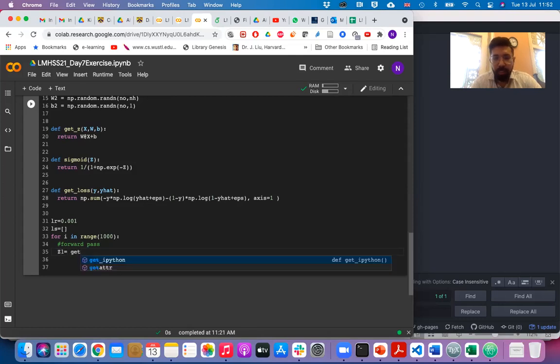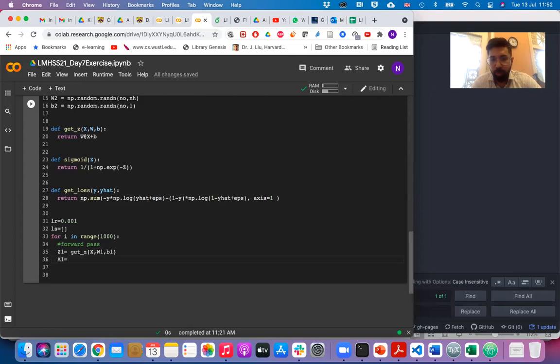And what would be the input of the function get_z? It takes three things: x, w, and b. So what should I give it here? The input of the neural network is what? It's x, thank you, and W1 and b1. How do I define A1, which is the output of the activation layer? It's just sigmoid of Z1. So now I have the output of the first layer.